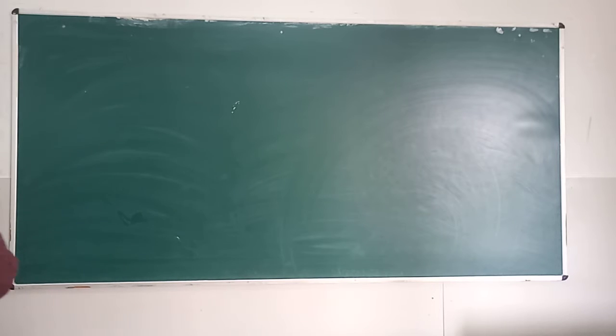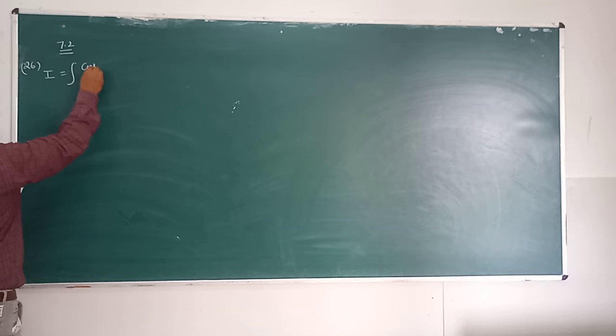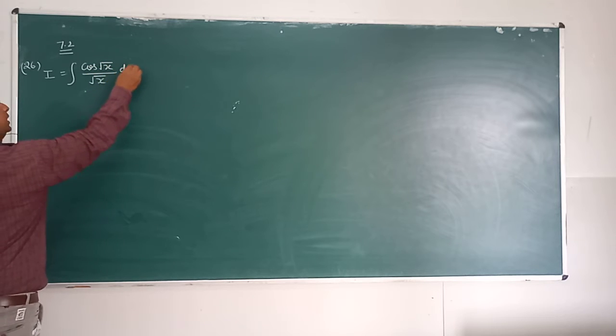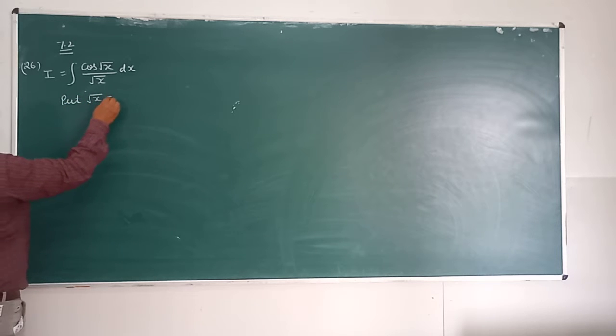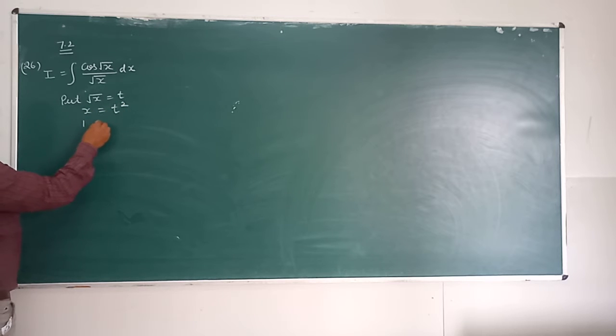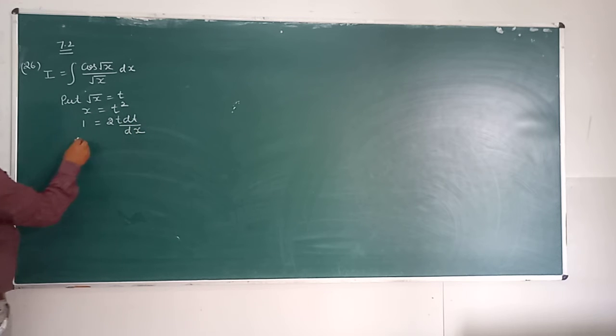Good morning, students. Today we will discuss the remaining questions of exercise 7.2, that is, integrals. In question number 26, the statement is I equals the integral of cos root x upon under root x. In this question, first we put under root x equals t. Then squaring both sides, x is equal to t square, and after this differentiate with respect to x.